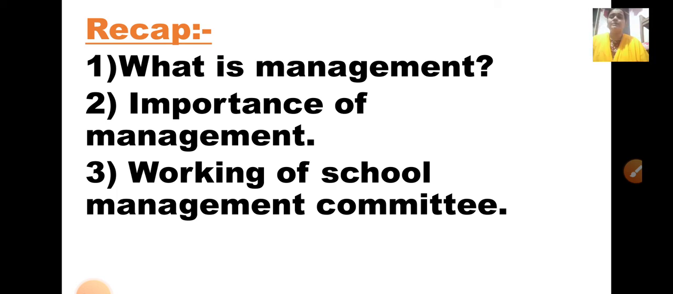The importance of management, the things which you have to keep in mind while managing. You have to keep checking the work, whether the work is done properly or not. Okay, or if any mistake is there, you have to do the correction on time. And the third one which we saw is the working of the school management committee, how a school management committee works and what is the benefit of the school management committee for the school. So we saw three things in today's video. This is not the end of the chapter, we are going to see one more video of this lesson.